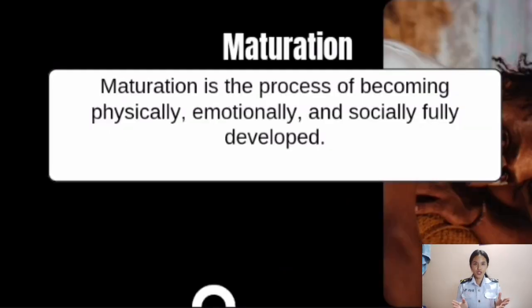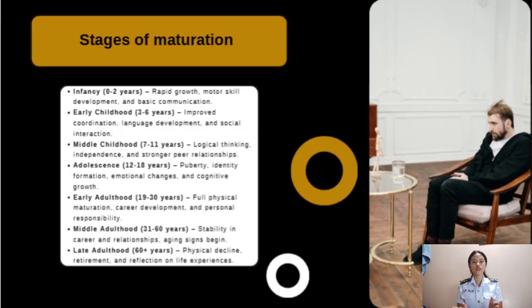Maturation. We all know maturation is the process of becoming fully developed. The definition of maturation is a process of becoming physically, emotionally, and socially fully developed. The biggest change in maturation is puberty. Puberty is when the body gets ready for adulthood, and it occurs between the ages of 9 and 18, and it is regulated by hormones.